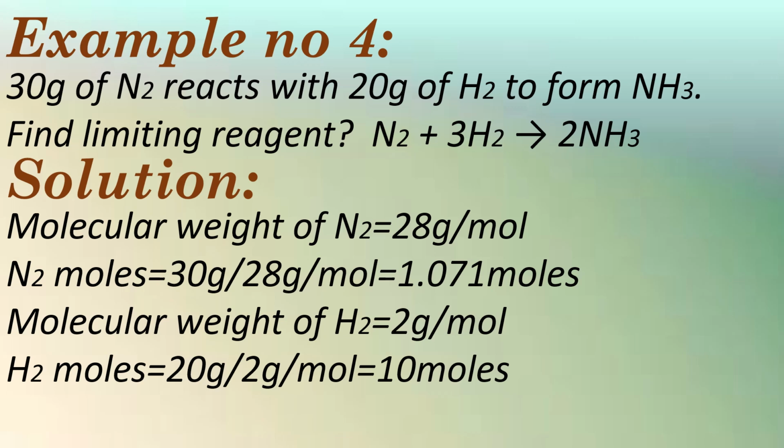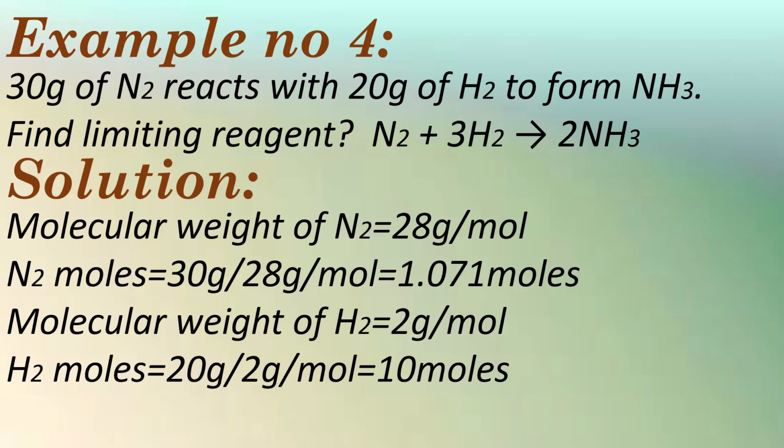So now first of all, what is a limiting reagent? It is that reactant which limits the reaction, which is producing the lesser number of moles of product. So this is Haber's process. 1 mole of nitrogen reacts with 3 moles of hydrogen to produce 2 moles of ammonia. We have to find the limiting reagent. Solution.